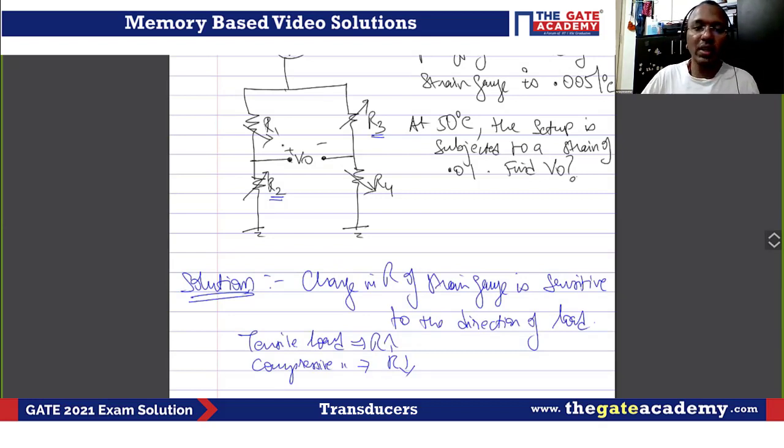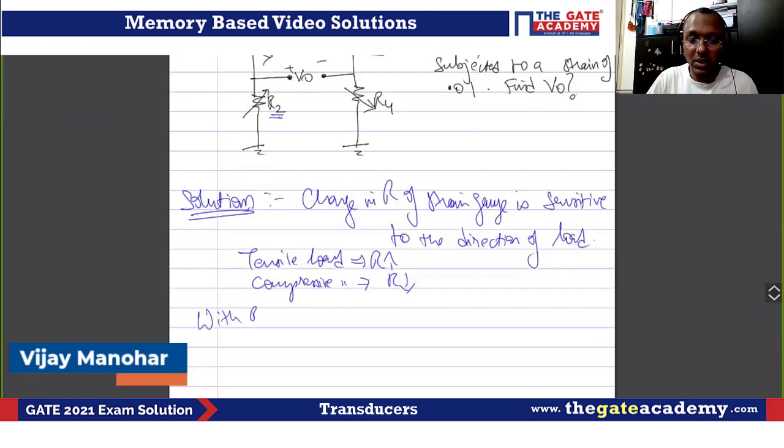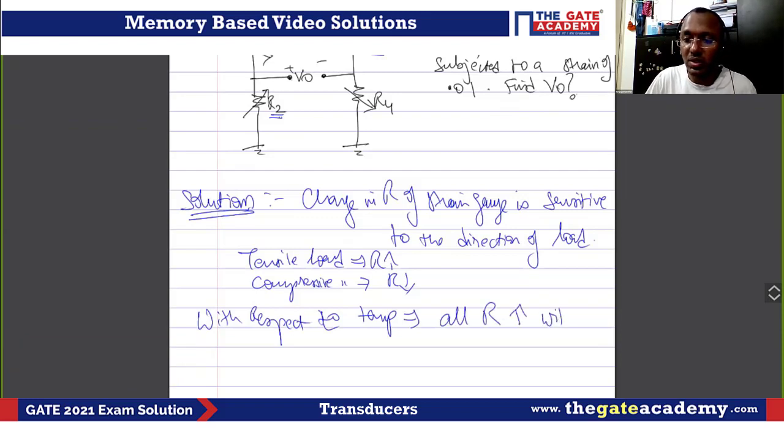For this loading, the load is acting in such a way that R2, R3 resistance is increasing, R1, R4 resistance is reducing. But this is what is going to happen when you apply the load. Irrespective of that, the strain gauge is also made out of some metallic element which is sensitive to temperature. Now when temperature increases, the resistance value of all the strain gauges is going to go up. With respect to temperature, all R increases with T increase.